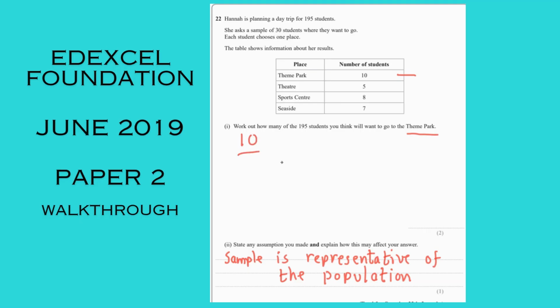10 out of the 30 students say they want to go to the theme park. If they represent 195 students, you multiply by the 195, giving you a guesstimate of 65. And it's a guess. It's an educated guess, but it's a guess nonetheless. And the assumption of that guess is that the sample is representative of the population as a whole.